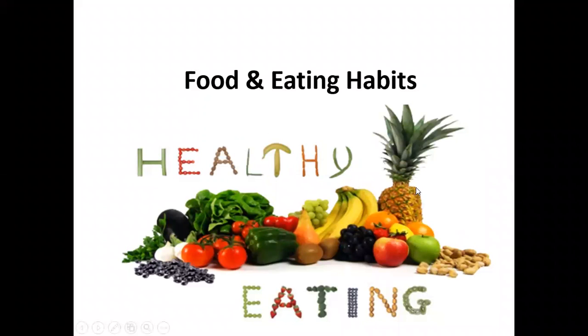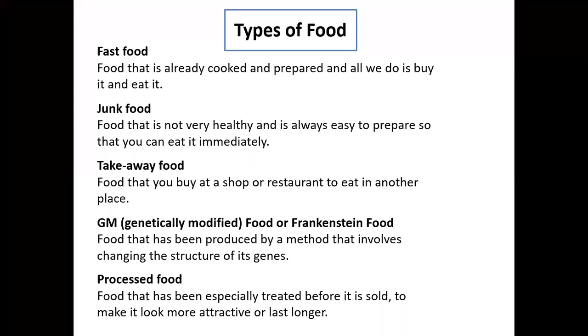There I can give you some information about eating habits. We have already talked about fast food. Fast food is food that is already cooked and prepared, and all we do is buy it and eat it. Many people like eating fast food because it is already cooked and prepared, so you just go and eat, or you just buy it for takeaway.